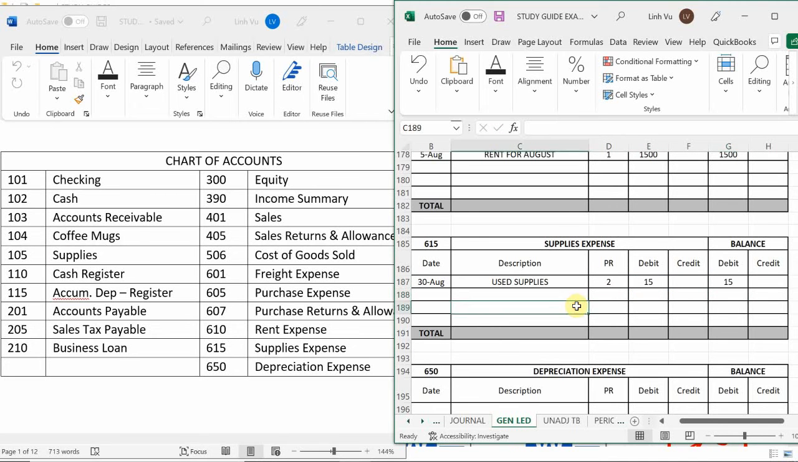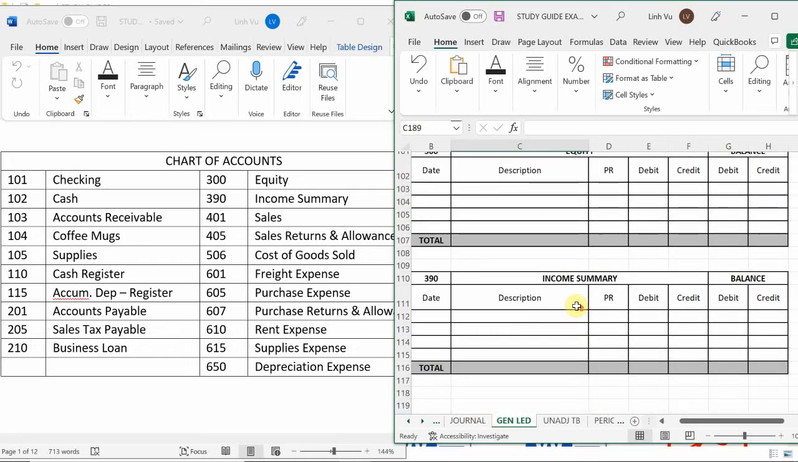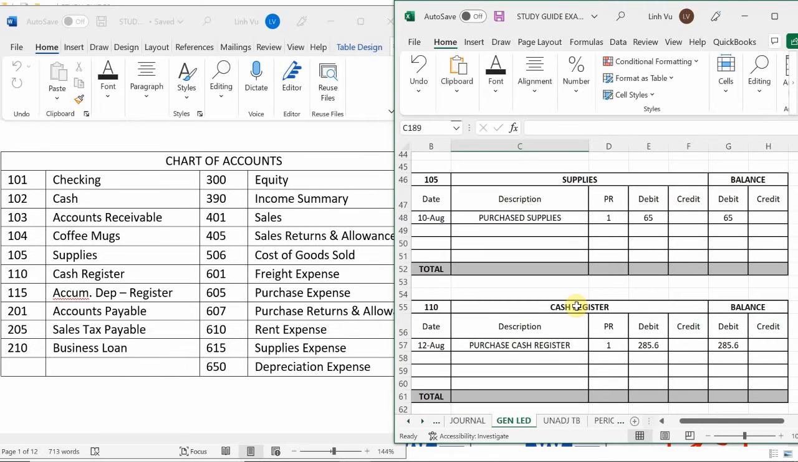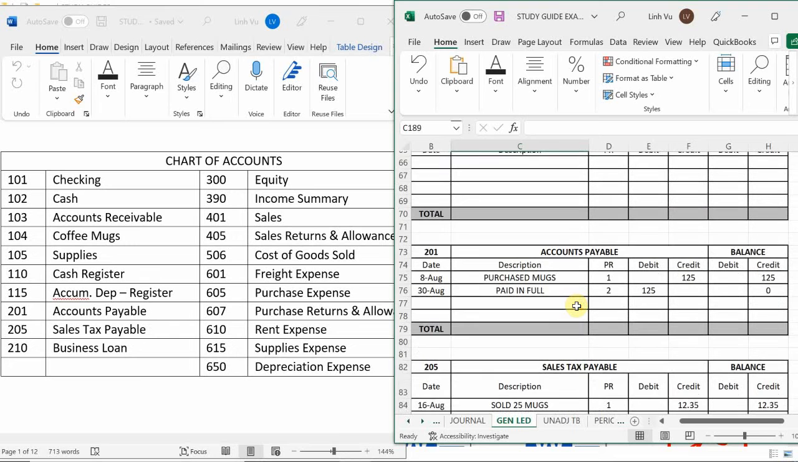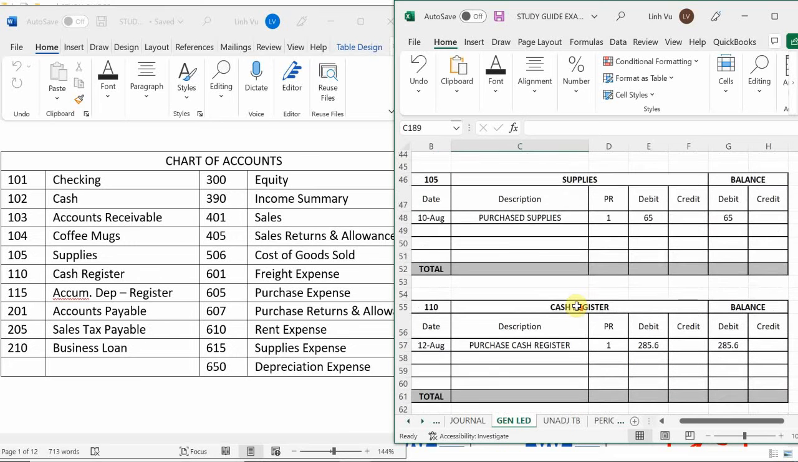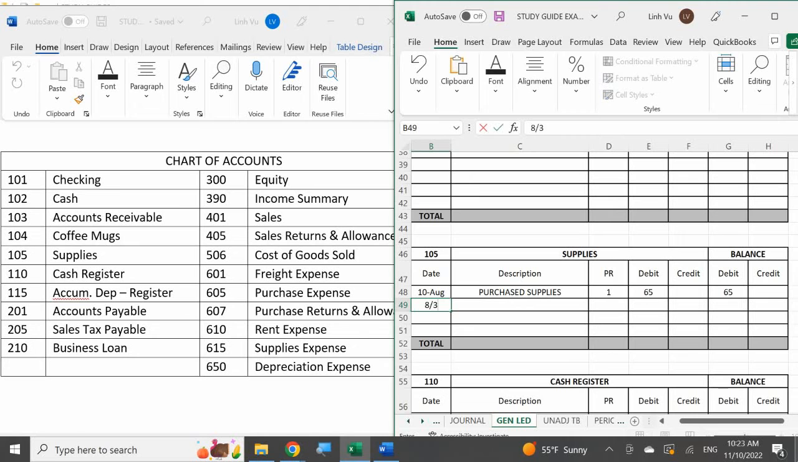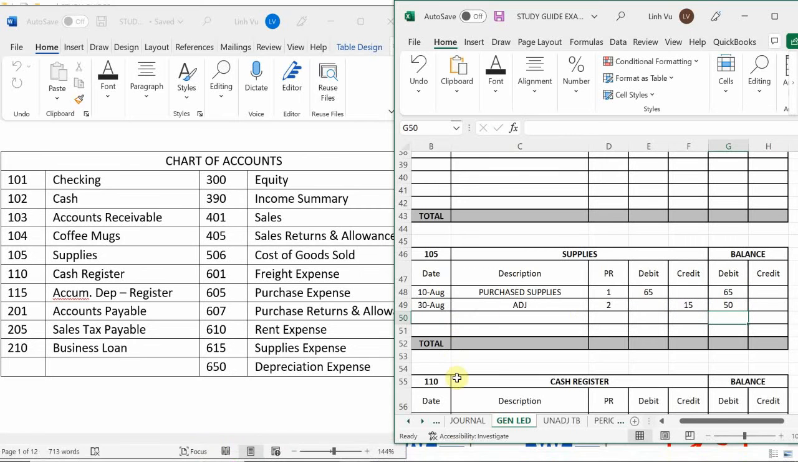Now we need to adjust my supplies because I no longer have $65. I have 50, right? So where are my supplies? Accounts payable, cash register, supplies. Again, I'm going to put in my date as August 30th, and I'm going to put adjustment 2, and we're going to credit our office supplies by $15. So that should give you $50 left.